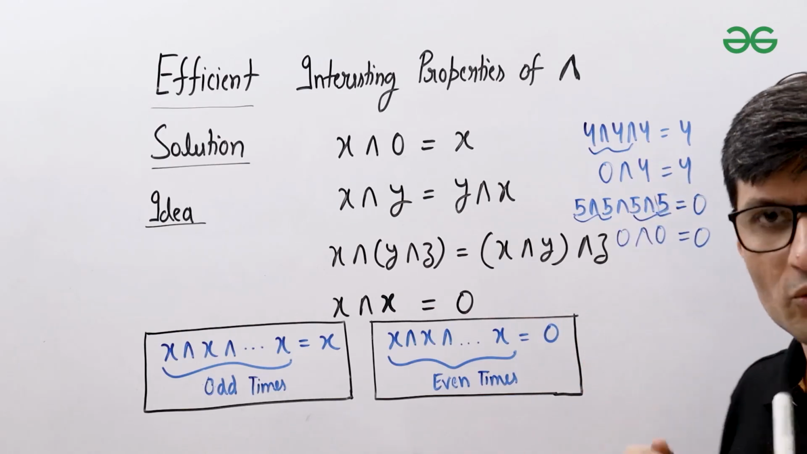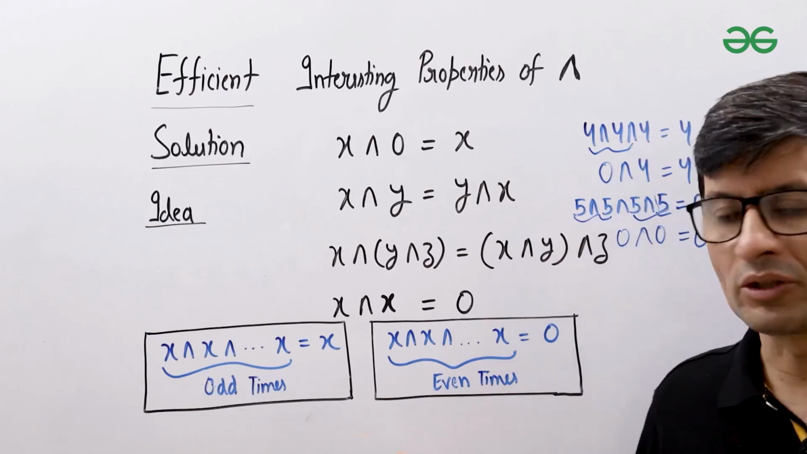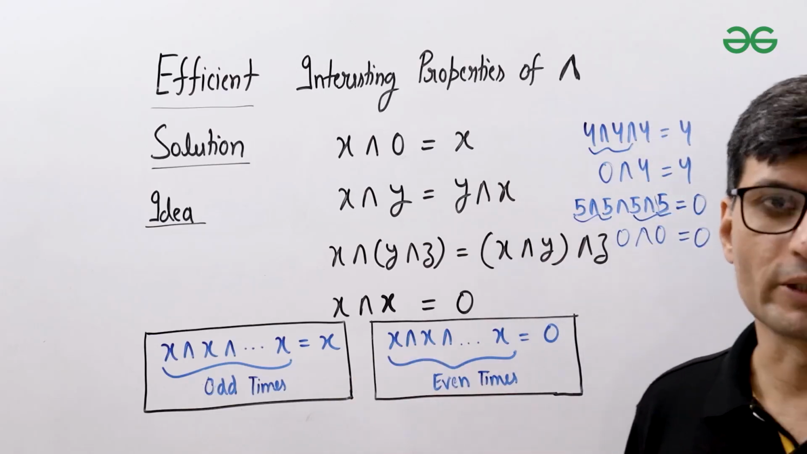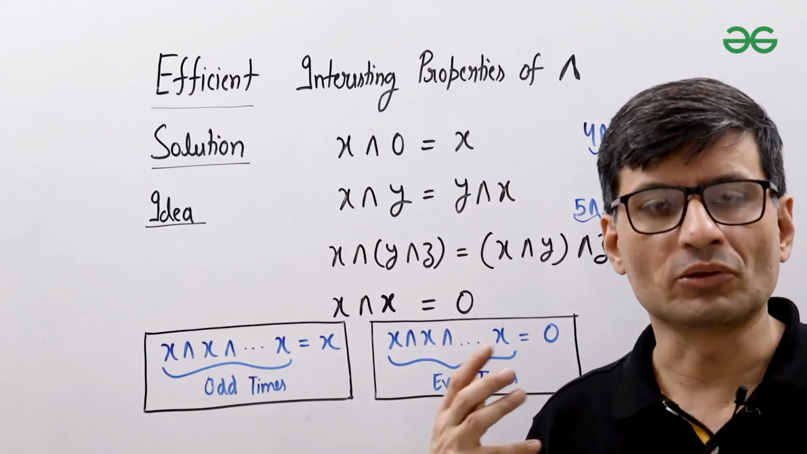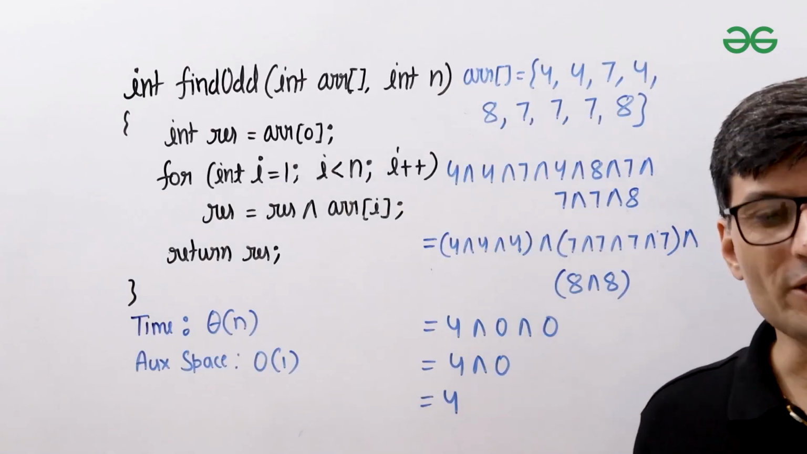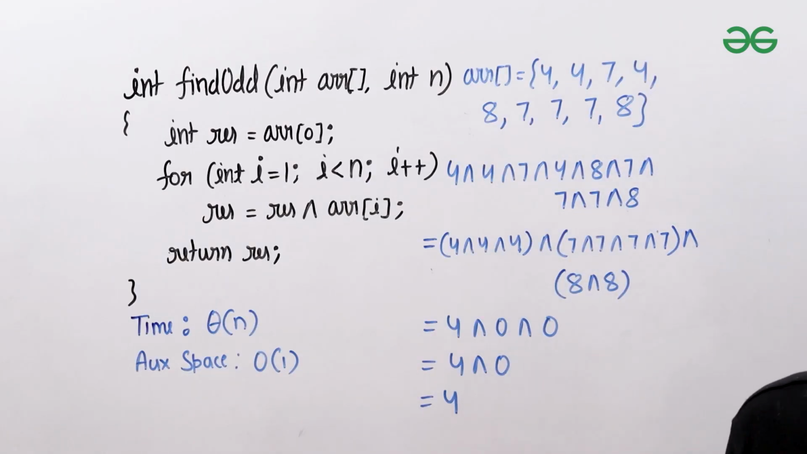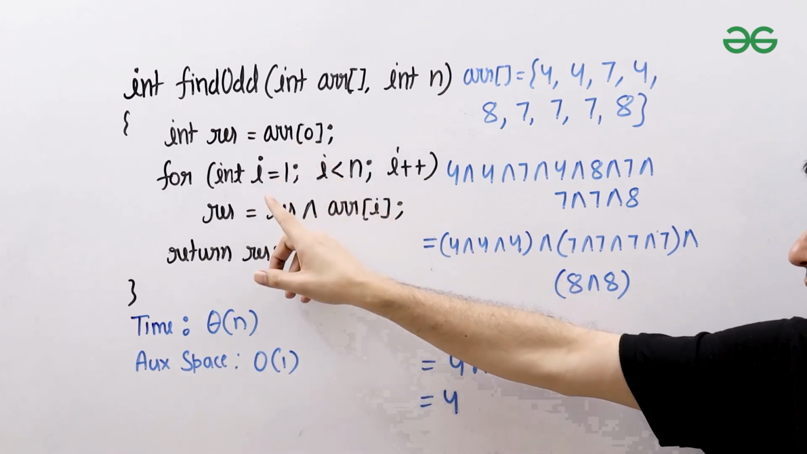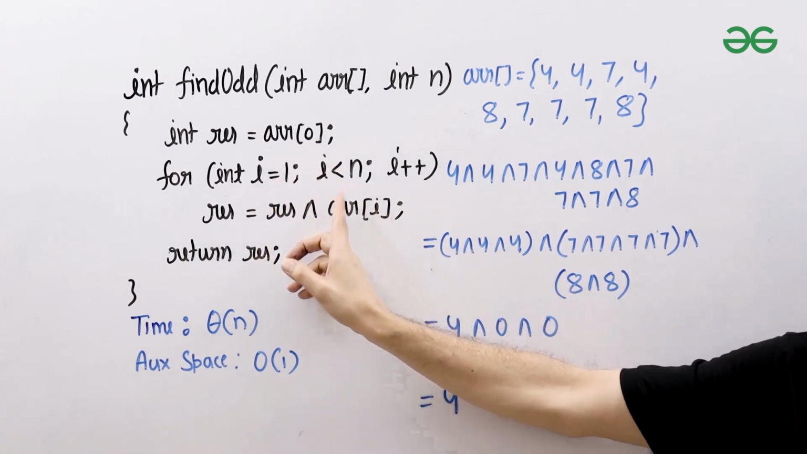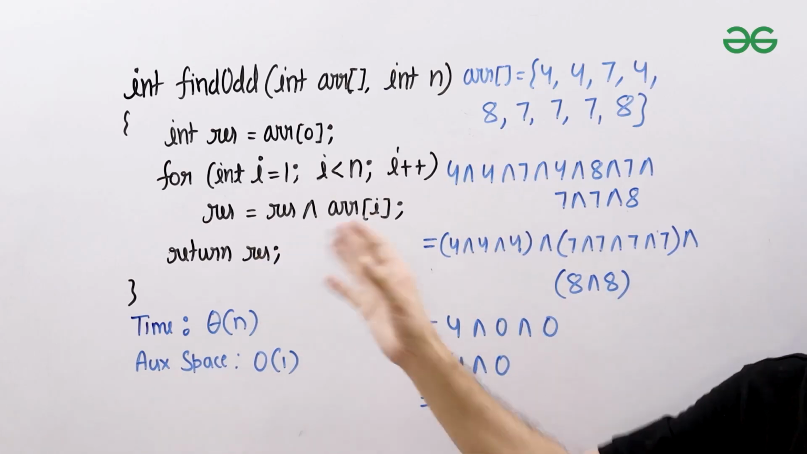Now you have an idea, you know we are going to use the bitwise XOR operator, you know these properties. Please pause this video and try to think of an efficient solution yourself. The idea for the efficient solution is to simply do XOR of all the numbers and you get the result. As simple as that. We initialize the result as arr[0], then we run a loop from the second element to the last element, and we simply XOR every element with the result.